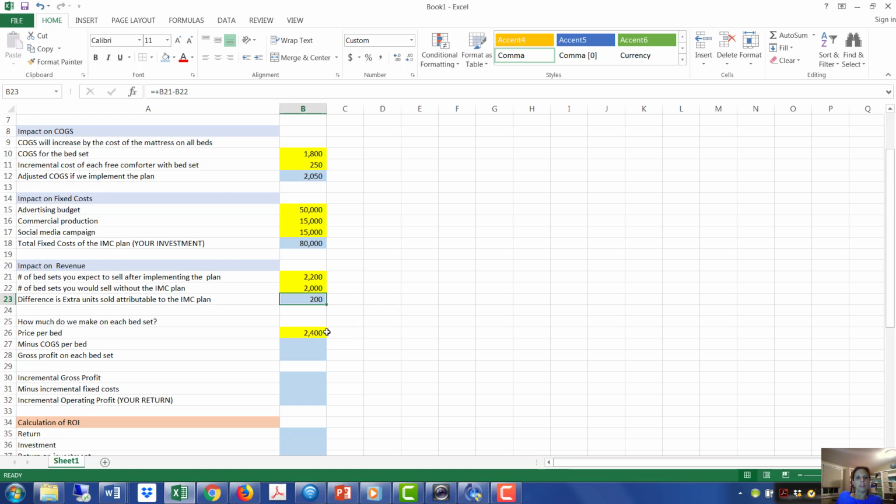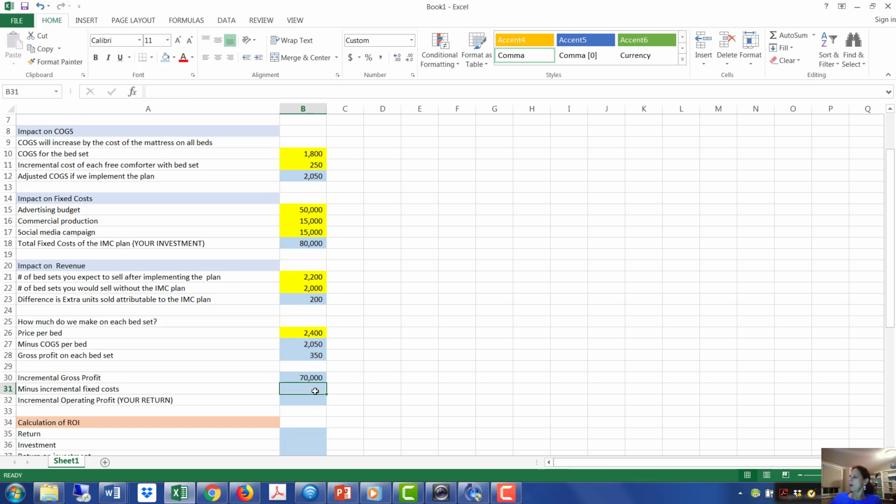So now we have the number of units for the incremental impact, but we still need the incremental gross profit on each one. So we've got our price per bed, which is $2,400. That's an input. And our cost of goods sold we can get from just going all the way up here, and we want to keep it a formula. That way we don't have to remember to change it in more than one place. And our gross profit on each bed set is equal to the price we can charge minus the cost of goods sold. So we make $350 on each bed set. Our incremental gross profit is the number of bed sets we're going to sell times the gross profit per bed set, and that is $70,000.